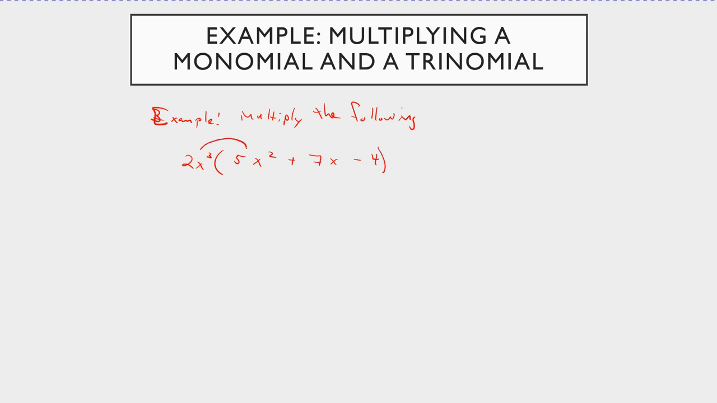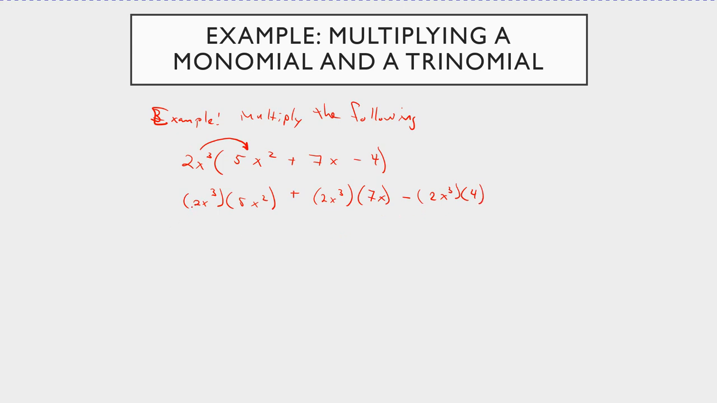So you're going to take 2x cubed and multiply it by 5x squared. Then you're going to add. You're going to take this 2x cubed and multiply it by this 7x. And then you're going to subtract 2x cubed by the 4.